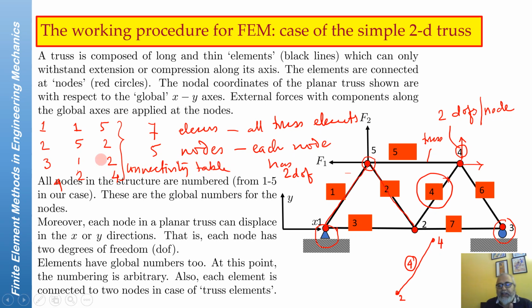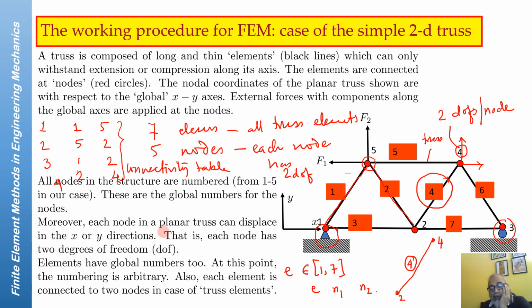So the connectivity table tells you that element number E has nodes n1, n2, n3 connected to it, or n1, n2, n3, n4, depending on the kind of element you have. In this case, we have two nodes per element. We have truss elements which have two nodes per element, and therefore your connectivity table will say that any element number E, where E goes from 1 to 7 in our case, is connected to n1 and n2, two nodes.